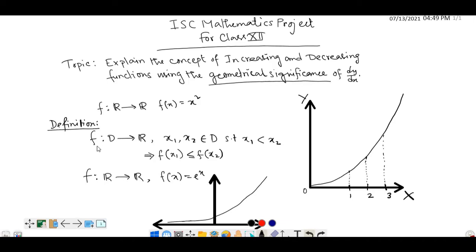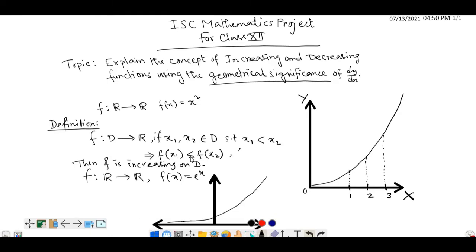That for a function f from D to R, if x1, x2 belong to D such that x1 is less than x2, and this implies f(x1) is less than or equal to f(x2), then we can say that the function f is increasing on the domain D. Okay, so this is the definition for an increasing function.